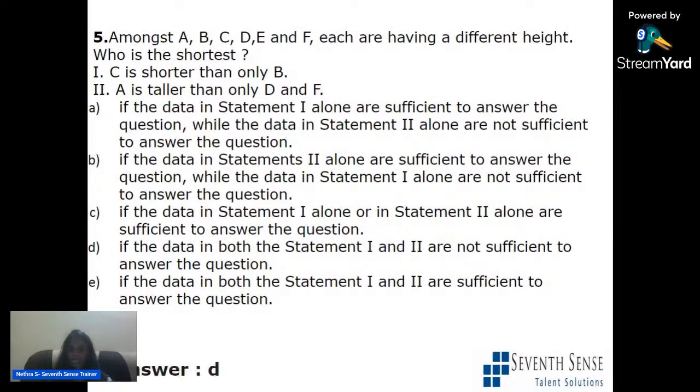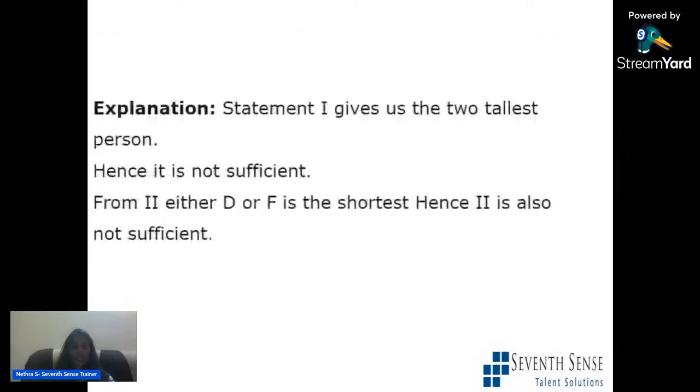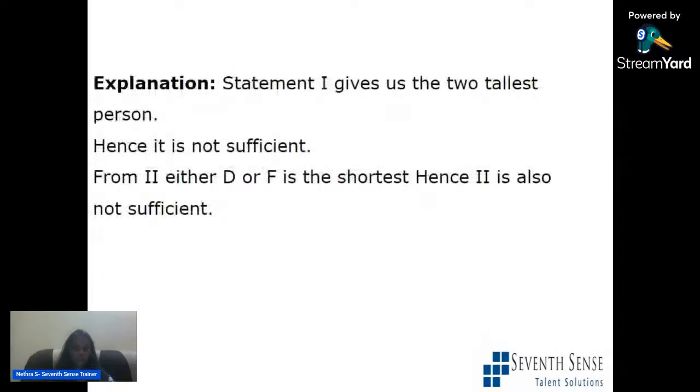So the correct answer is option D, that is, the data in both statement 1 and 2 are not sufficient. How? Statement 1 gives us two tallest persons and hence it is not sufficient. And from 2, either D or F is the shortest. Hence 2 is also not sufficient. So option D is the correct one. We'll move on to the next question.